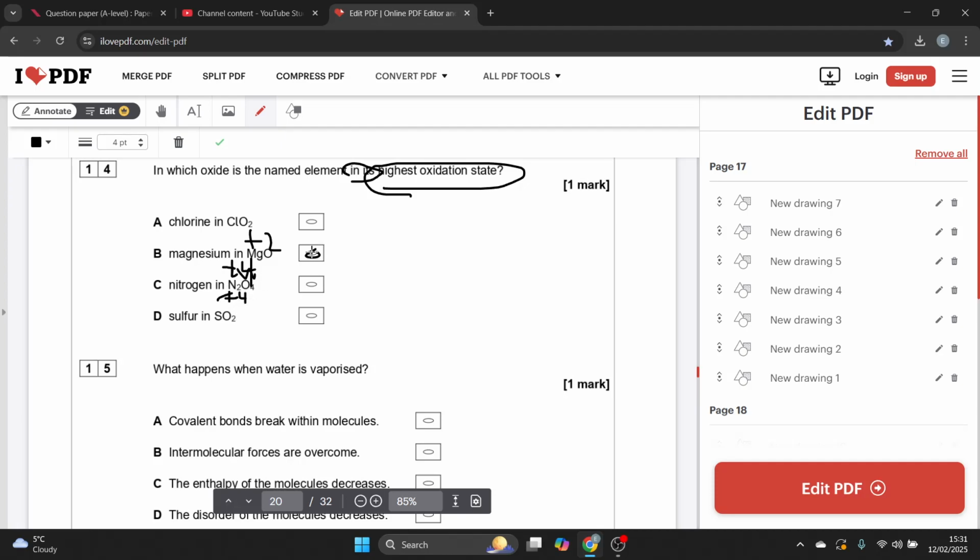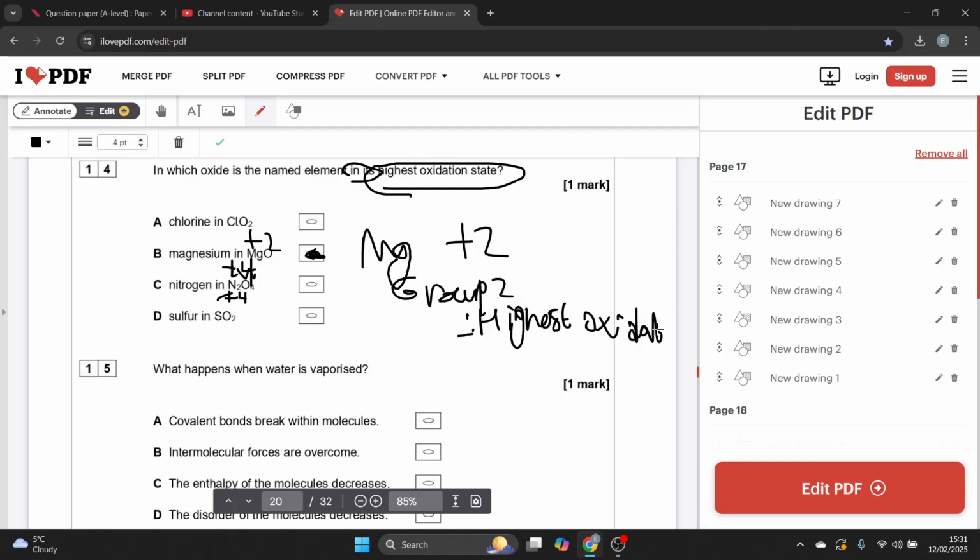It's going to be magnesium, because magnesium can only have plus 2, right? Because in group 2, therefore highest oxidation state plus 2.